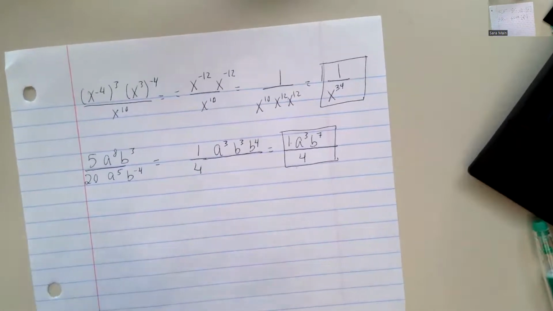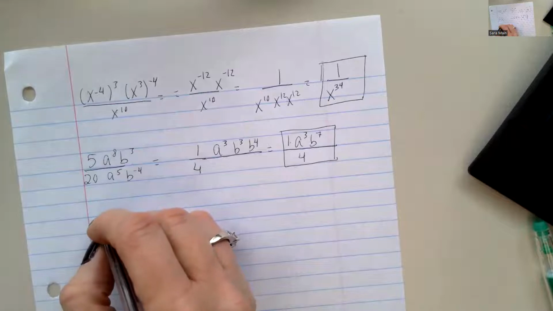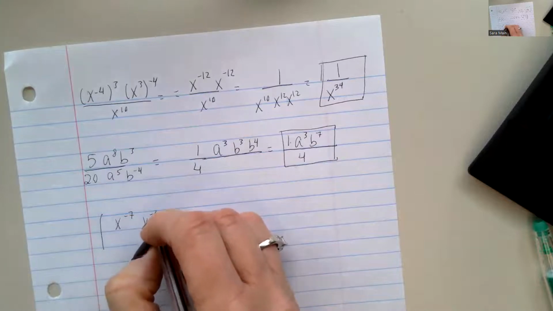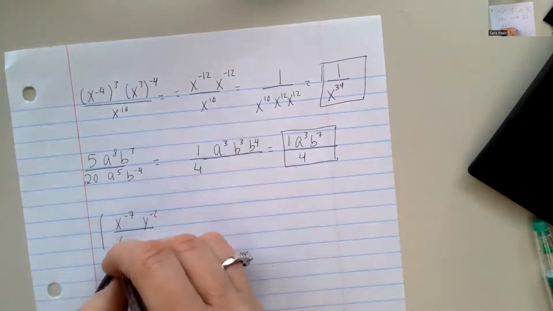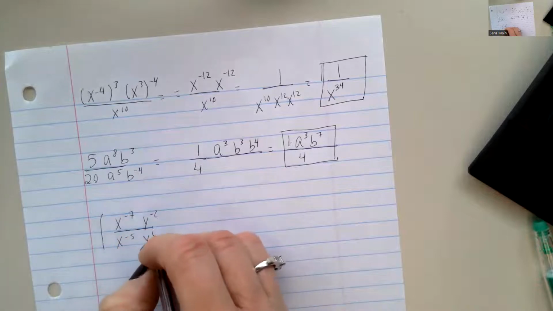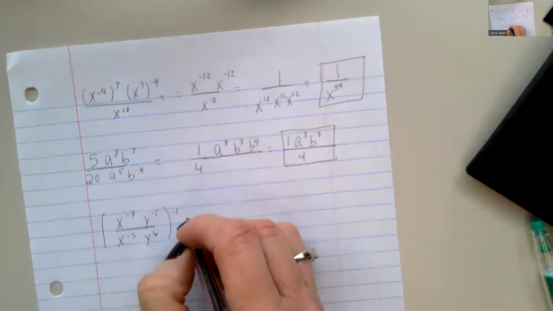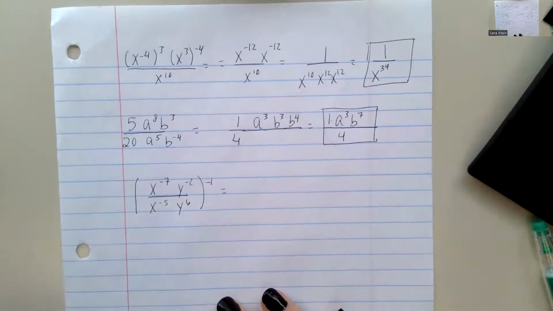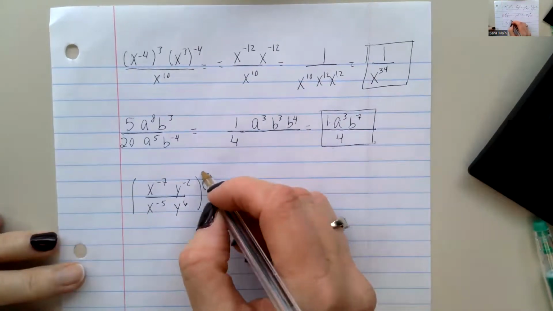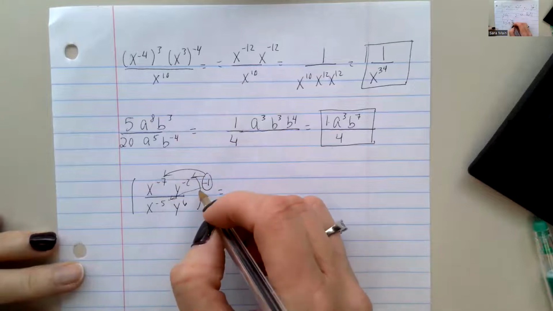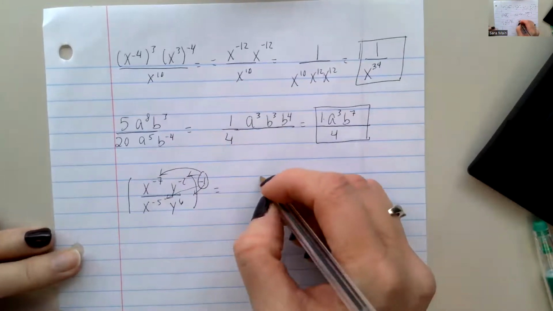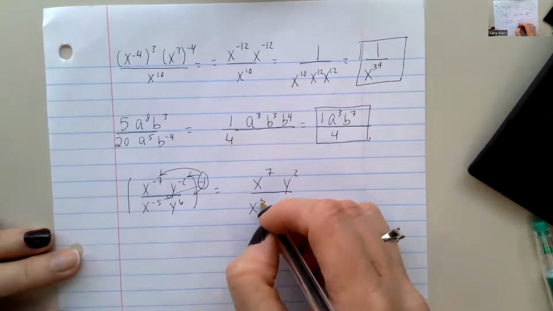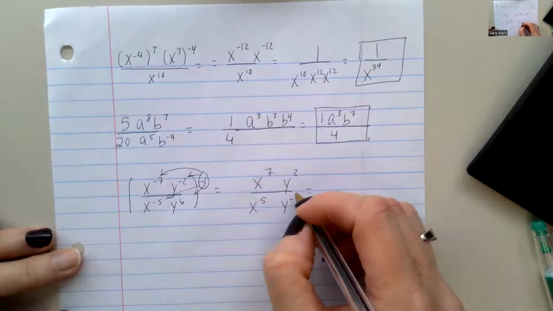Okay, let's jazz it up just a little bit. So let's say we have x to the negative 7, y to the negative 2, over x to the negative 5, y to the 6, all to the negative 1. Because we have an exponent to a power, we're going to make sure that we distribute this negative 1 to all of the pieces on the inside first. So this will become x to the positive 7, y to the positive 2, over x to the positive 5, and y to the negative 6.